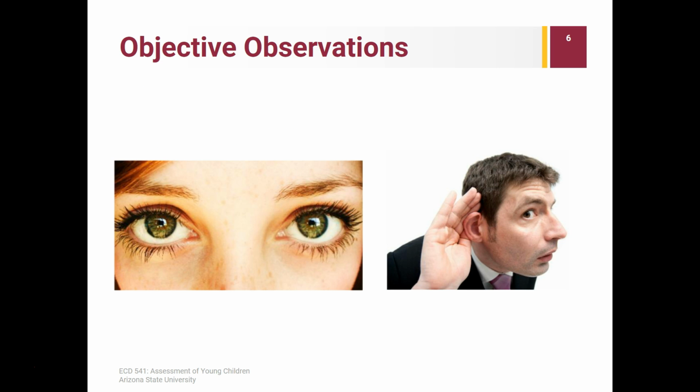Making observations objective does not have to be difficult as long as you remember these two concepts. You should only record what you can see and what you hear. If you cannot see it and you cannot hear it, then you should not write it down. Let's take a look at some examples of observations.